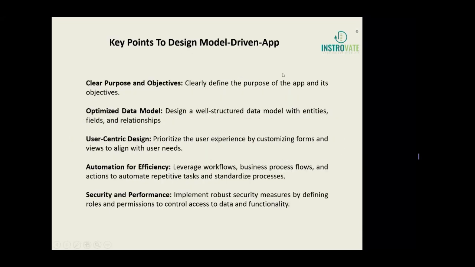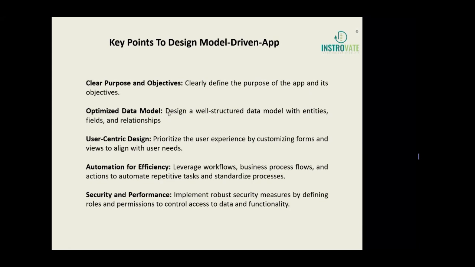If we go one by one, clearly define the purpose of the app. So what is the purpose of your application, why you are creating this, the motive behind the application, basically overview you can say. Now optimize data model, design a well structured data model with entities, fields and relationships. So you can have a simple kind of overview. This is the motive behind this business application, these are the requirements you want from the application. So for that you should optimize data model.